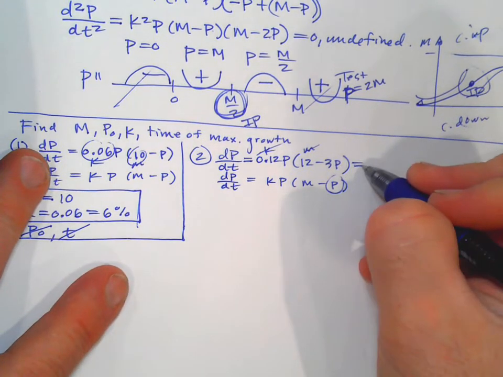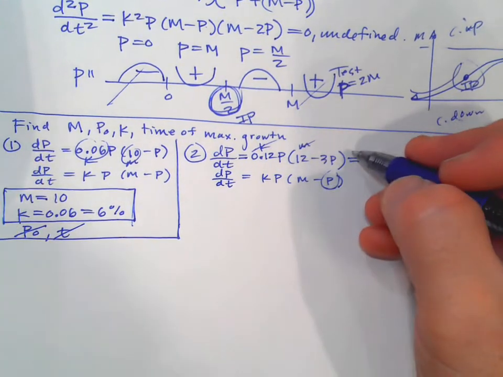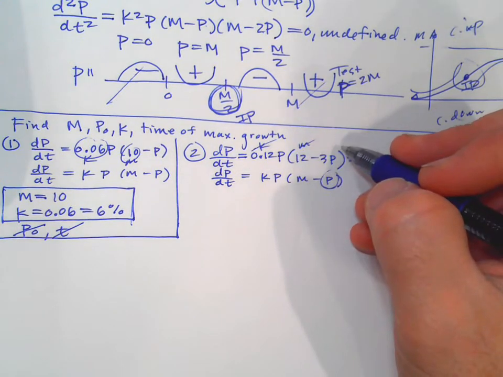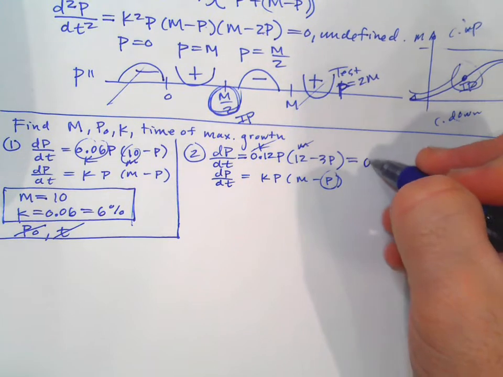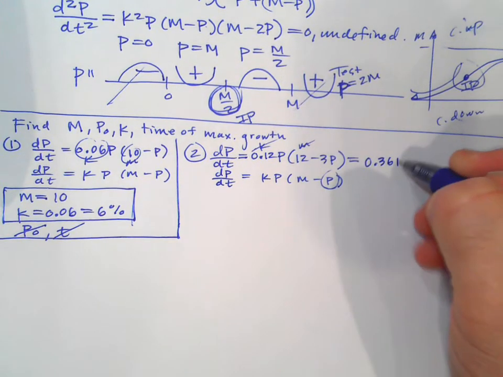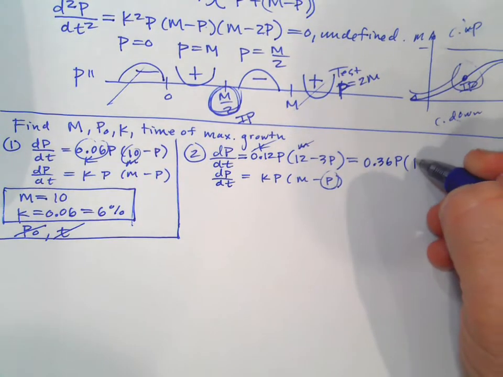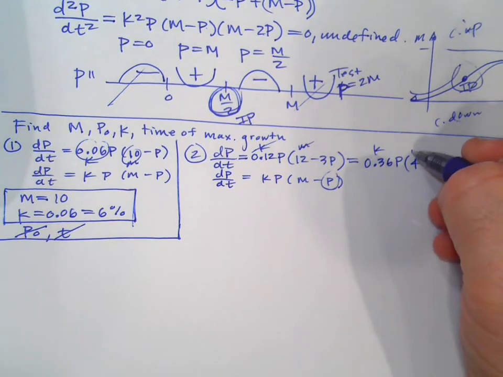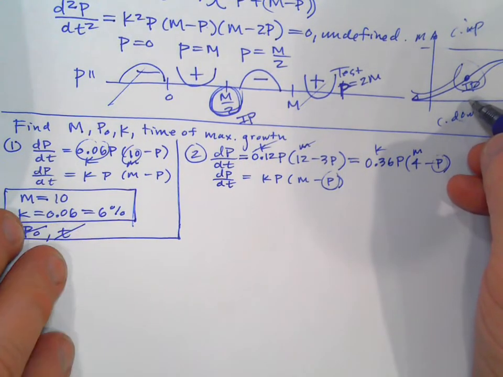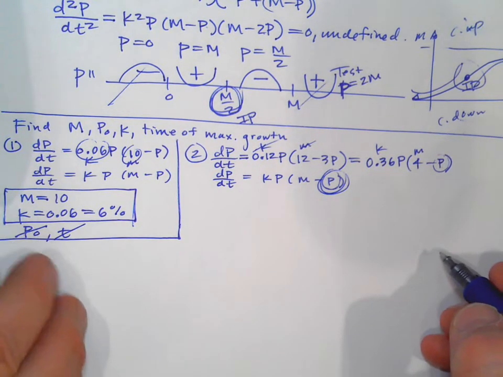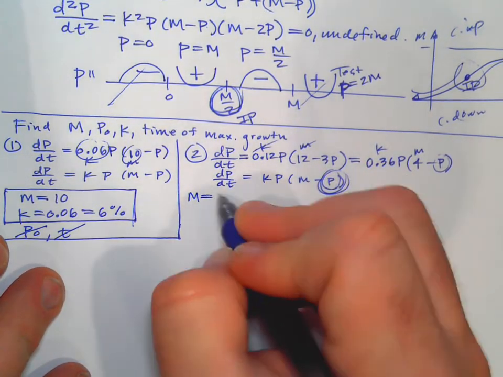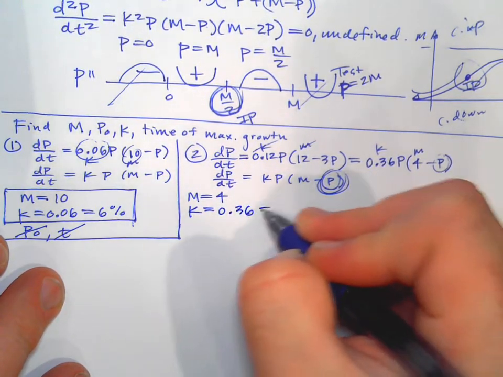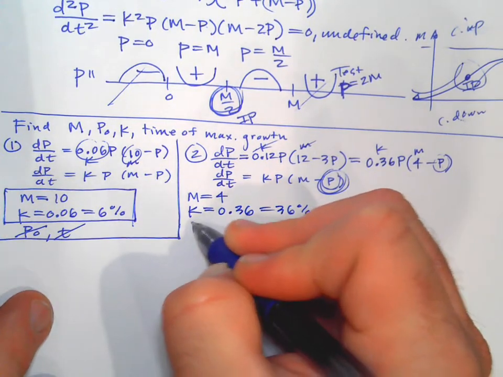So sometimes you have to manipulate what's given to you. This is logistic growth, but it's not in the perfect form. So we want to factor a 3 out of everything. So it's going to make it 0.36P, and then 4 minus P. I'm factoring a 3 out so that this is a single P like this. Now this is your K and this is your M. It has to be a single P, so you've got to watch out. So M equals 4 and K equals 0.36 or 36%. We're not going to do P naught or T on these.